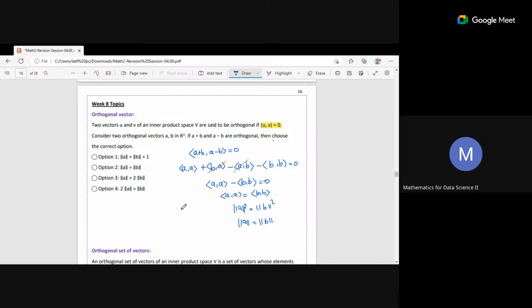Okay, so which of the following options is correct? Which one is matching? Option 1? Why option 1? You don't know whether it is equal to 1; you don't have a specific value.